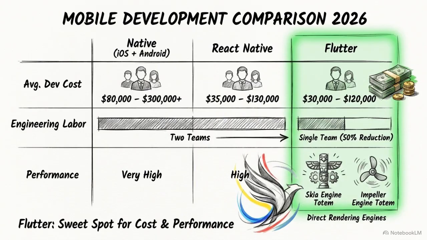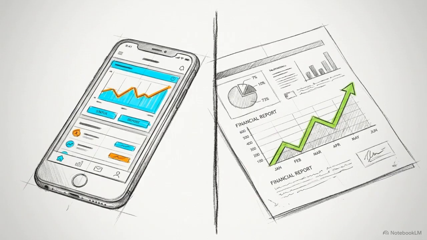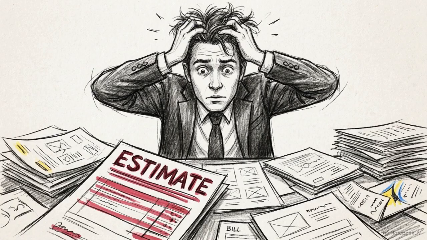Flutter consistently lands in the $30K to $120K range, well below the native ceiling. While losing bare metal optimizations, the trade-off cuts engineering labor by up to 50%. For most apps, modern rendering engines make any performance gap invisible. Because it balances near-native speed with significantly lower overhead, Flutter has become the standard choice for businesses prioritizing their return on investment. While the technical choice is clear, navigating the actual budget is where most founders get lost.